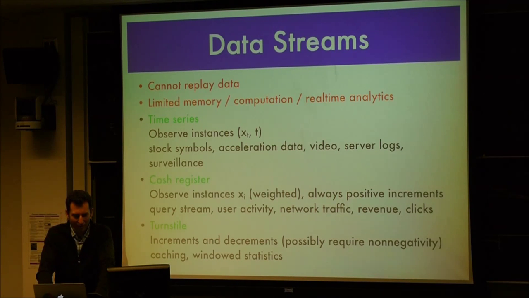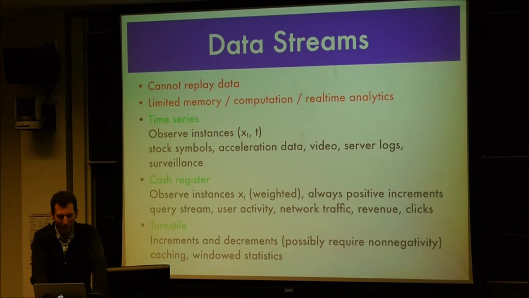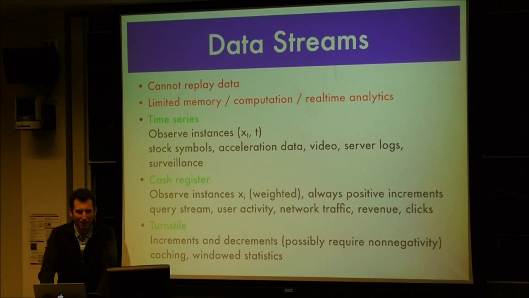So for a time series, you observe instances x_t with a timestamp. This could be stock symbols, acceleration data, server logs, whatever. Then there's something called a cash register type of analysis where you observe weighted instances, but there's always positive revenue coming in, so you never take money out of the cash register. On the other hand, there's something called turnstile. This is more like, let's say, you take the subway and people enter and leave, and at any time, you might be asked, how many people are currently in the subway?